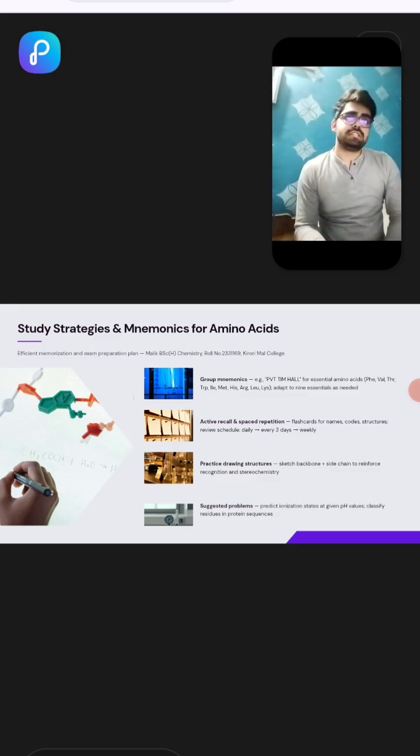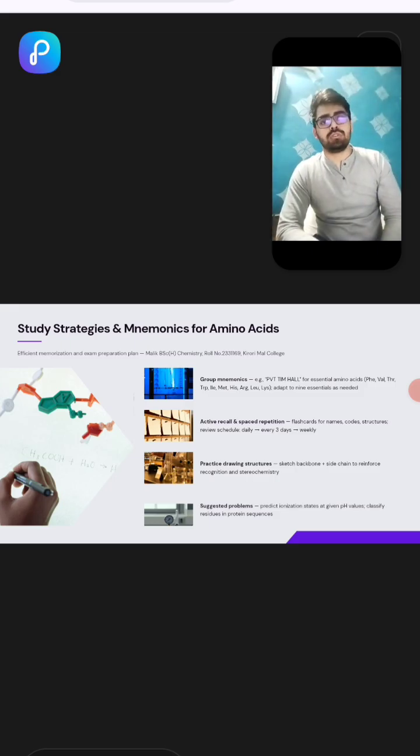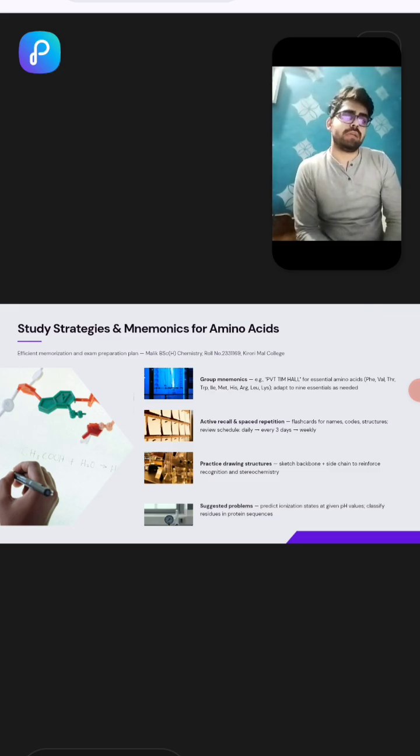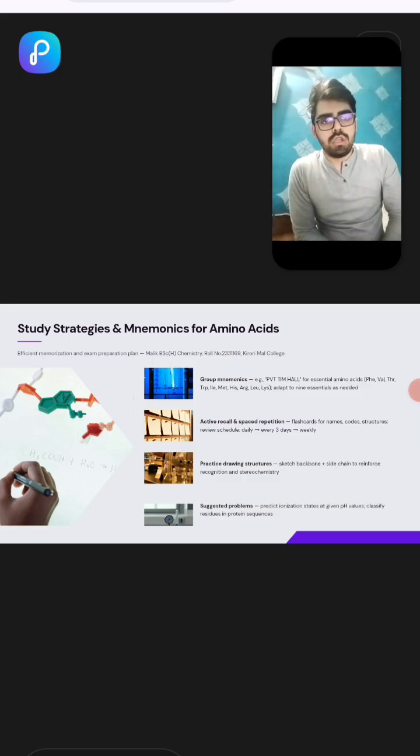So some basic strategies and mnemonics for amino acids: first, group mnemonics. You can have a group discussion to improve your grasp on this topic. And second, we have active recall and spaced repetition. It is a kind of game in which cards have three-letter or one-letter abbreviations, and you need to connect them to the main structure to win the game.